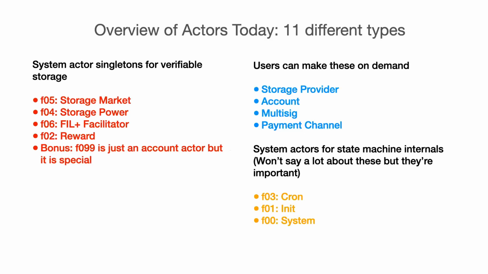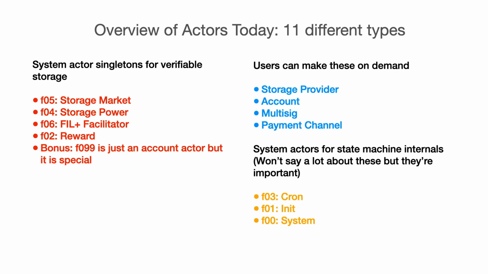Yeah, so there are 11 types of actors. We've got the 4, which you can make many of: storage provider, which we were just talking about a little bit in that question; accounts, which just hold funds; multi-sigs, which similarly hold funds, but with some nice properties of many keys being able to provide certain guarantees; and then payment channels, which do payment channel sort of things.